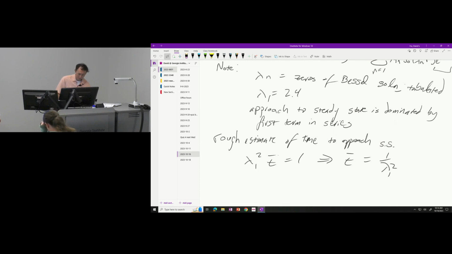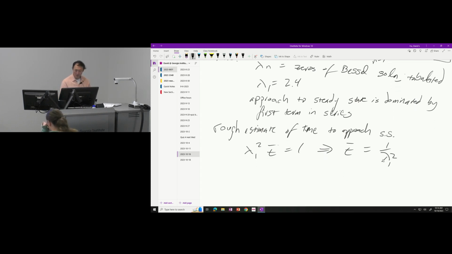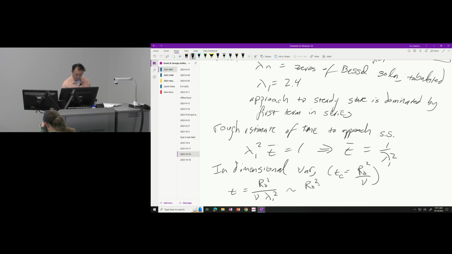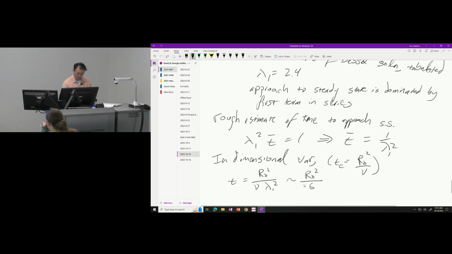So basically, if you want to get to e to the negative 1, the dimensionless time it would take would be t bar equals 1 over lambda 1 squared. So back in dimensional variables, remember the characteristic time was r0 squared over nu. That means t is equal to r0 squared over nu lambda 1 squared, which is around r0 squared over 6 nu.